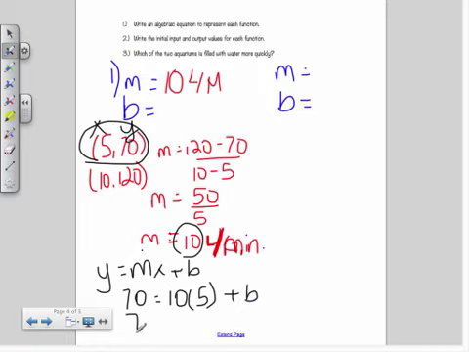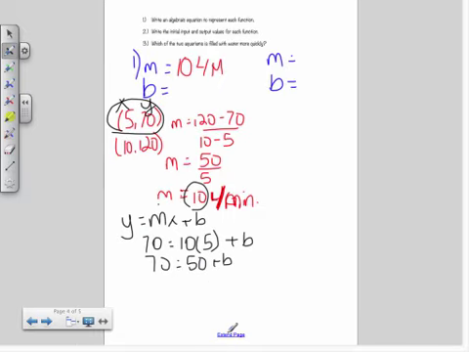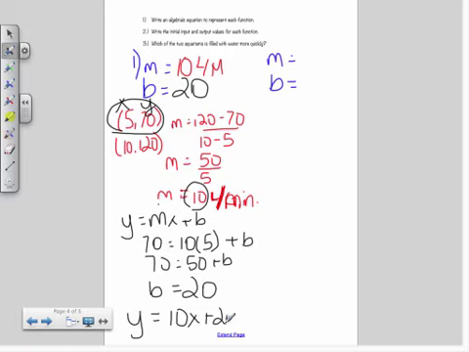So I get 70 equals 50 plus b, which means that b equals 20. All right, so once I've done that, that means that my equation is going to be y equals 10x plus 20. Okay, and then I can do the same thing for my other function as well.